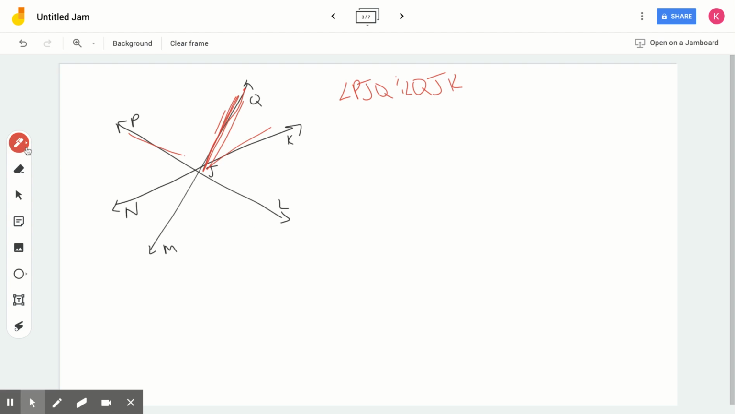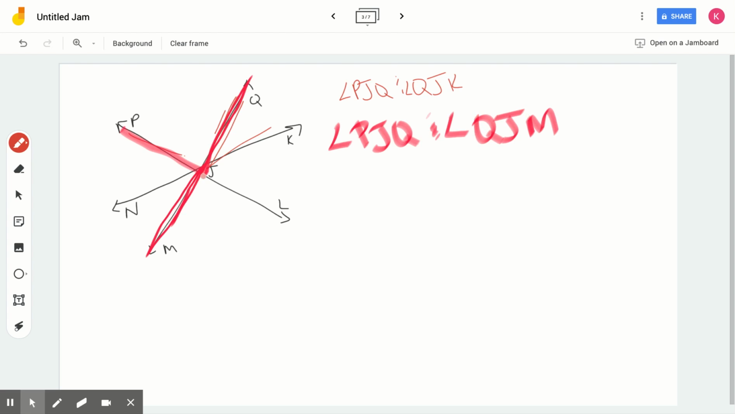Now I could also say that PJQ and angle QJM are also adjacent. This is an angle, 2 endpoints, vertex in the middle, and it shares this same common side. So I have an angle here and an angle here.